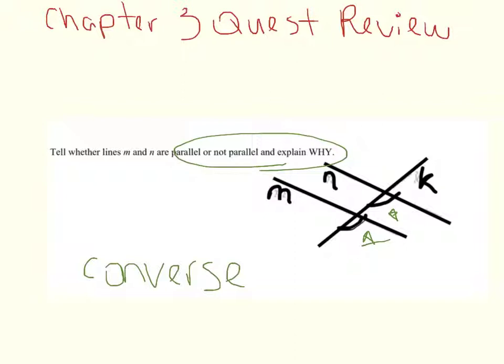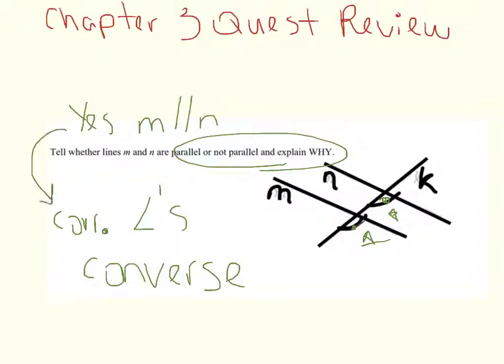Are they corresponding? Are they in the same position? Up here we have one of our four angles, it's the bottom right. Down here, four angles, bottom right. So those are corresponding angles, and because we know corresponding angles are congruent, we are able to say, yes, M is parallel to N, and that is due to the corresponding angles converse.